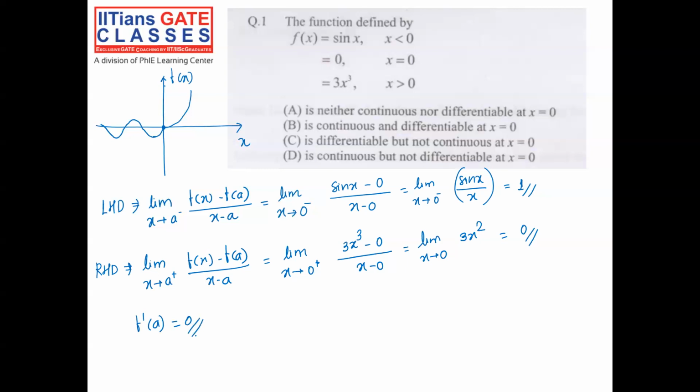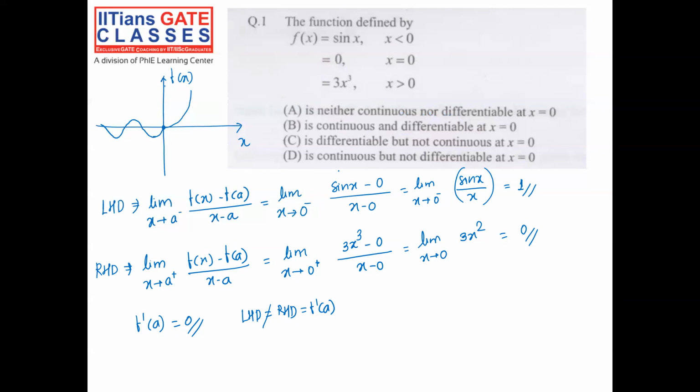We can clearly see here that the left hand derivative and right hand derivative are not equal. The condition is that the left hand derivative should be equal to the right hand derivative, which should be equal to f dash of a; only then is the function differentiable, but it is not in this case. Hence, this function is not differentiable. So what are the options? The first option is there, and the last option is there. So now we have to check the continuity.